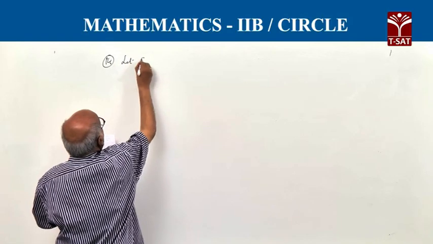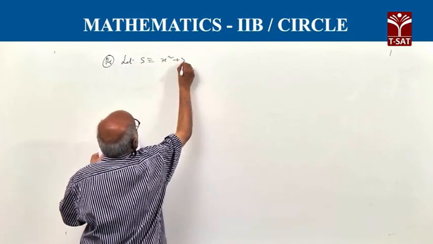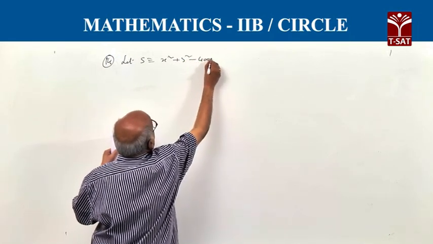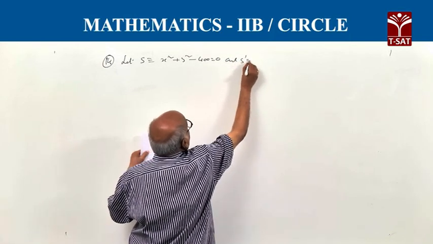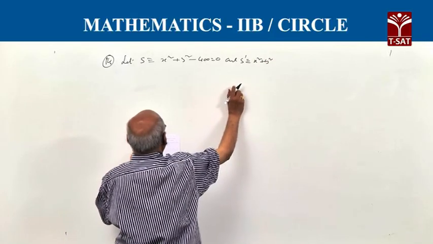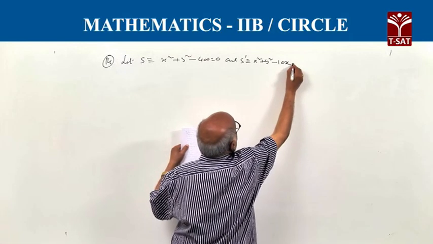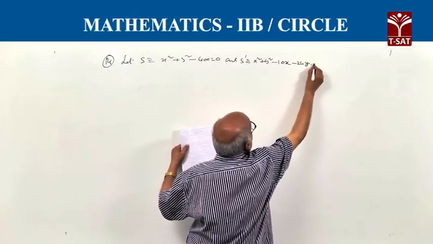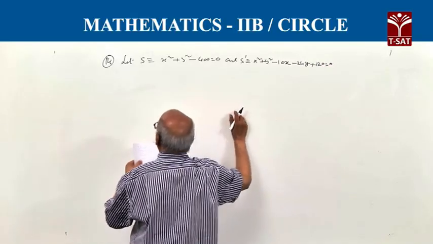Let S is equal to x square plus y square minus 400 equal to 0 and S dash is equal to x square plus y square minus 10x minus 24y plus 120 is equal to 0 be two circles.